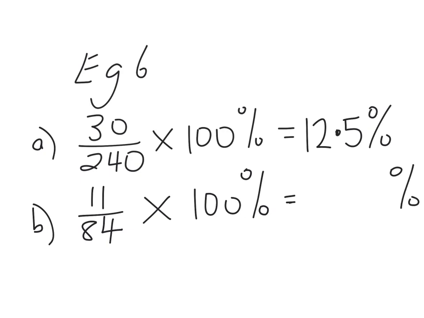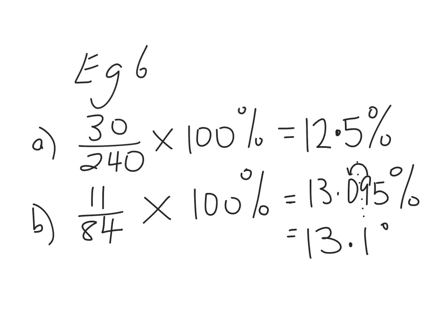When you put that in your calculator, if it comes up as a fraction, use your SD button to change it back to a decimal, and you get 13.095. Now the question asks for one decimal place, so we need to round this. So we are going to round it to 13. We want to cut it off there at the 0, so we're rounding up, so we get 1. So our answer is 13.1%.